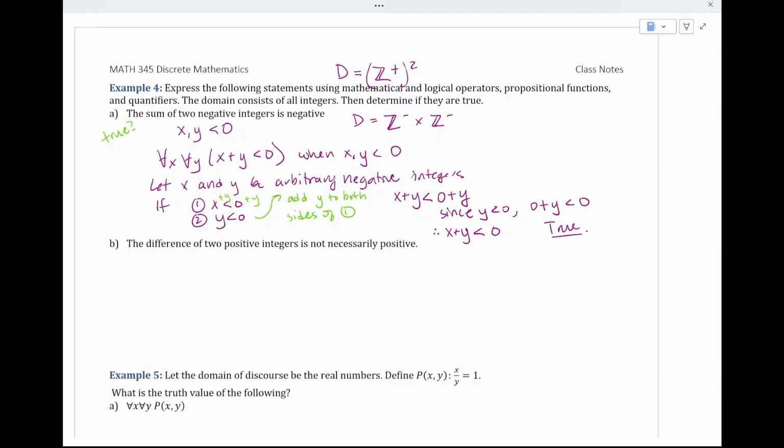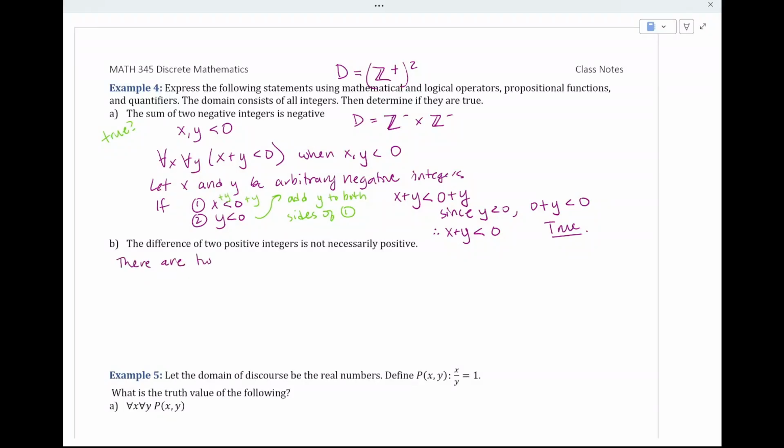4a is that top left-hand box, which I think we already did 3a in there, so this 4a also goes in that box. Next one, the difference of two positive integers is not necessarily positive. I'm going to rewrite this so that it's better suited to writing the statement with our logical operators, propositional functions, and quantifiers.